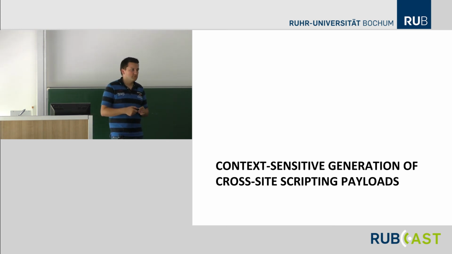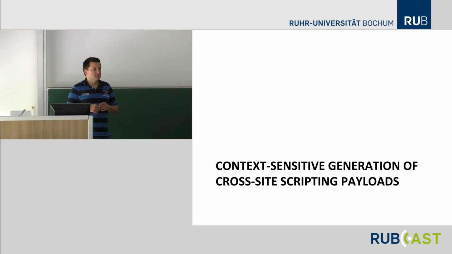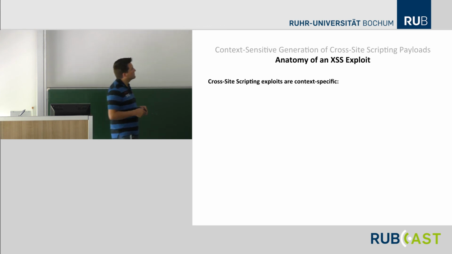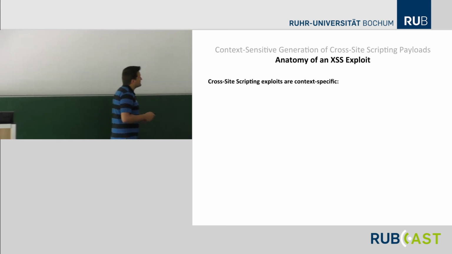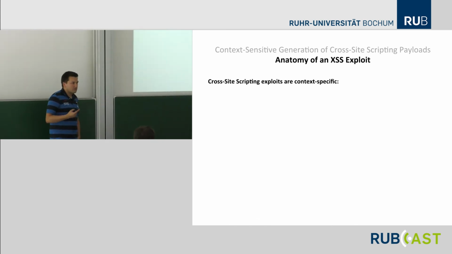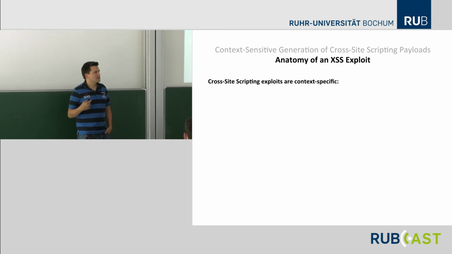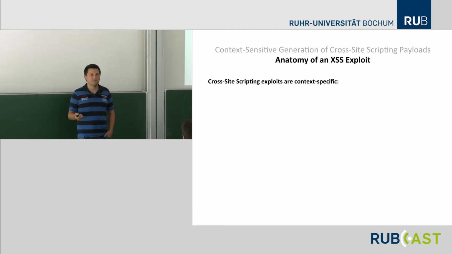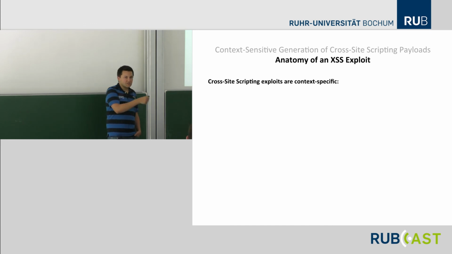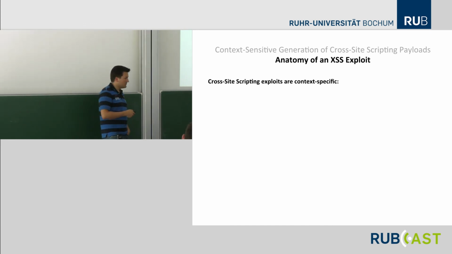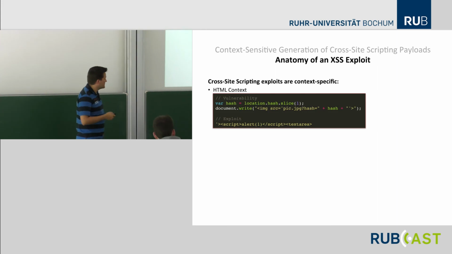And in order to write an exploit generator, we first need to understand what exploits look like. So let's talk about what cross-site scripting exploits look like. The first thing that you will see when you write a lot of cross-site scripting exploits is that they are context sensitive. So it depends on the context that you're injecting in, which kind of payload you need to create. And I will give a few examples to clarify this.